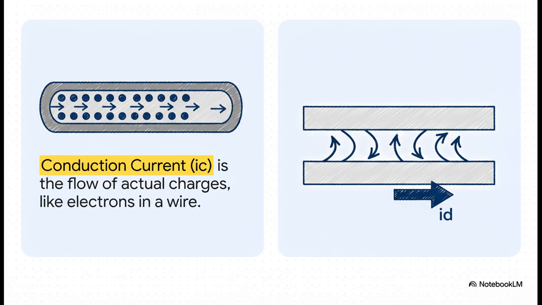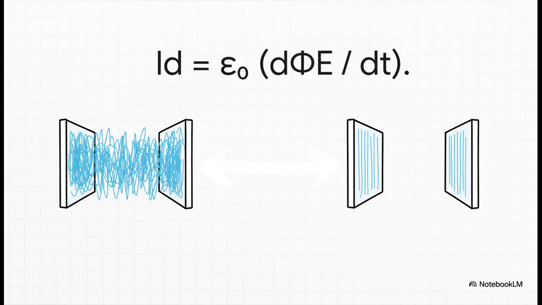As that capacitor charges up, the electric field in the gap between the plates is changing. It's getting stronger and stronger. Maxwell's big idea was that this changing electric field in that empty space acts just like a real current. And here it is, the one simple term that fixed everything. The displacement current, ID, equals epsilon naught times the rate of change of the electric flux. That's d phi E over dt.